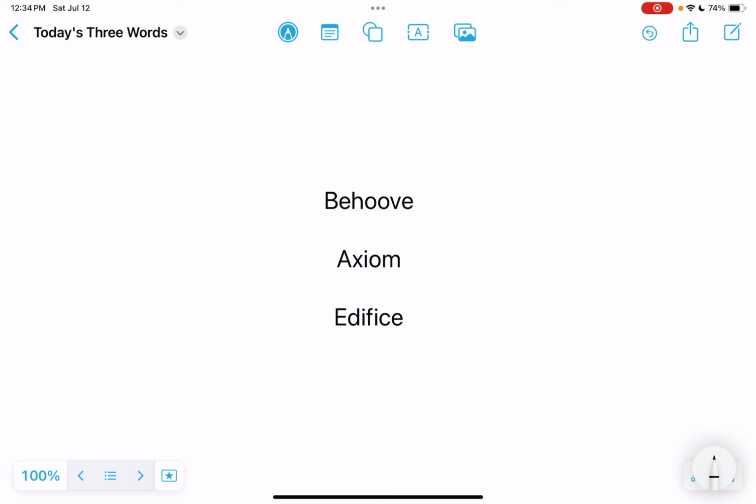And today's 3 words I've selected for us to play around with are behoove, axiom, and edifice. Behoove, axiom, and edifice. All right, let's use behoove in a sentence. Behoove is a verb, an action word, and it means give advantage, be helpful for, or to benefit. All right, let's see what we can come up with for behoove.